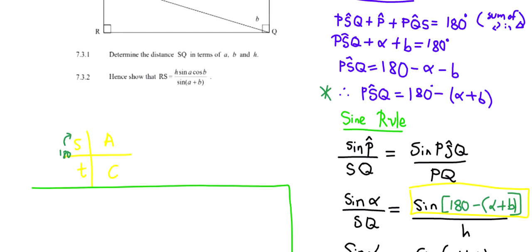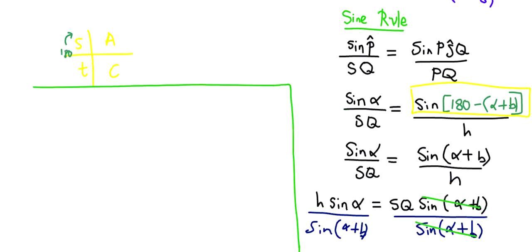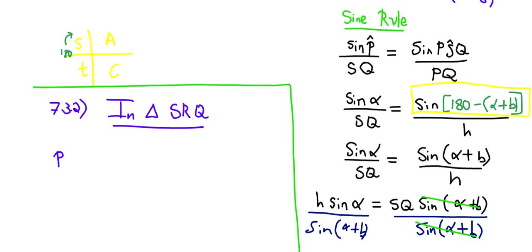Based on whatever I was showing you, this is what you're going to do. So that is 7.3.2, right? The first thing that you're going to say is, in triangle SRQ. So that is the triangle that we are working with, right? So you know that angle PQS plus angle SQR is equal to 90 degrees.